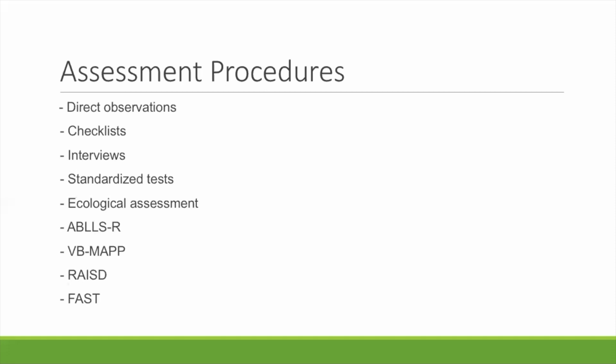VB-MAPP, the Verbal Behavior Milestones Assessment and Placement Program, is an assessment and skill tracking system to assess the language, learning, and social skills of children with autism and other developmental disabilities.